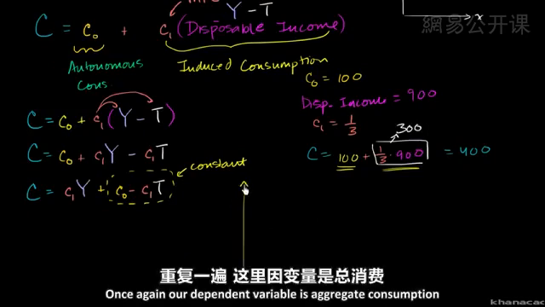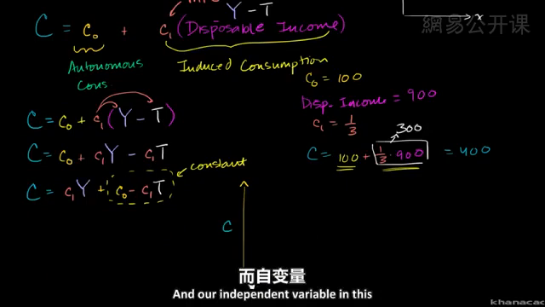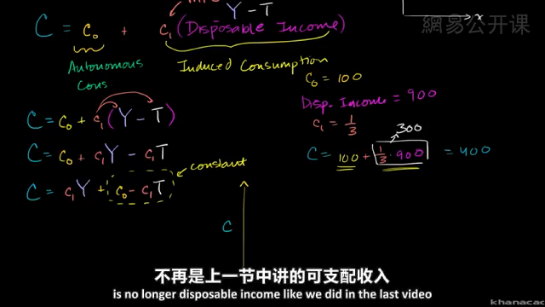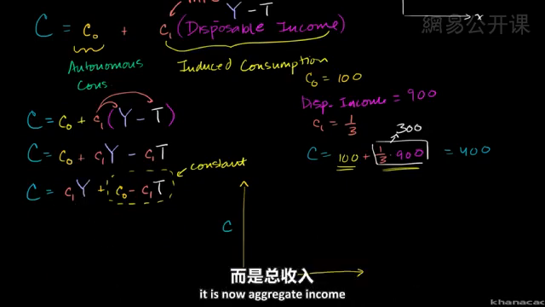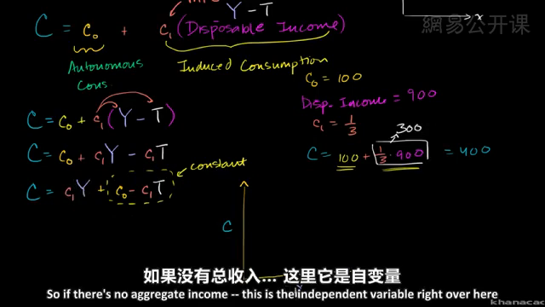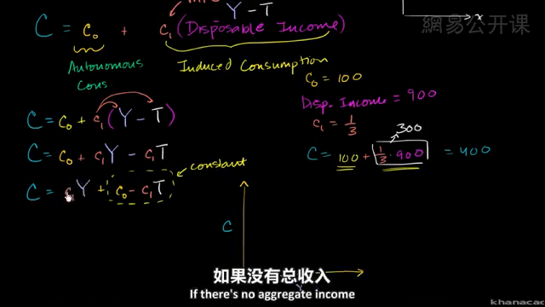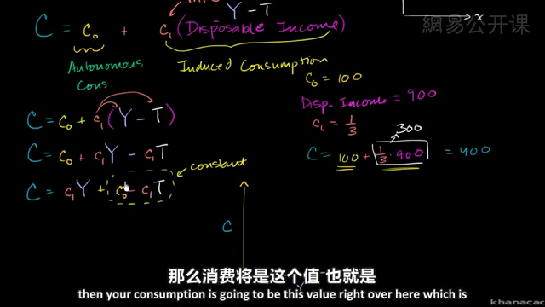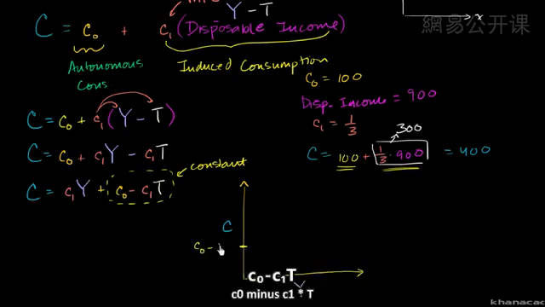So once again, our dependent variable is aggregate consumption. And our independent variable in this is no longer disposable income like we did in the last video. It is now aggregate income. So if there's no aggregate income, then your consumption is just going to be this value right over here, which is C0 minus C1 times T.